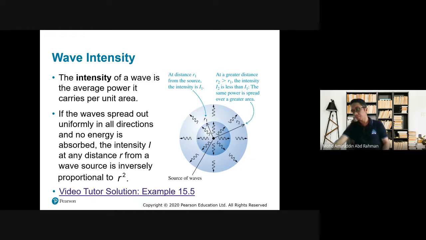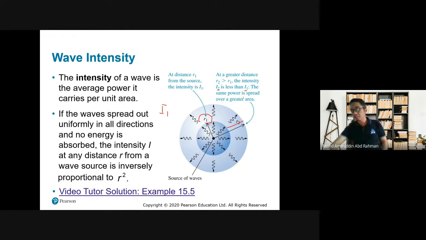So we look over here. Let's say the source of the wave is in the middle. Then the wave spreads out. At radius r1, we have the intensity I1, and at another radius, r2, which is greater than r1, the intensity I2 is less than I1.